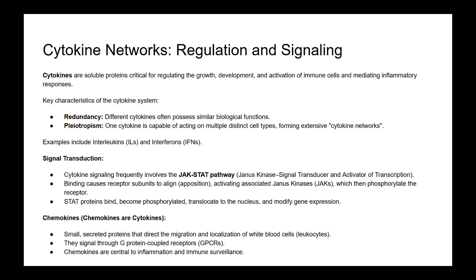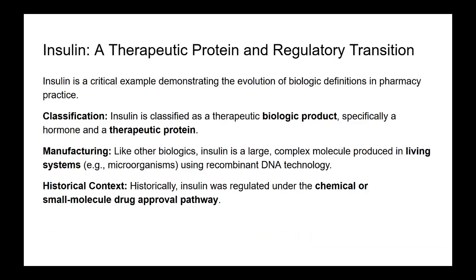Chemokines are important for directing the migration and localization of white blood cells through signaling via G-protein-coupled receptors. They are central to the processes of inflammation and immune surveillance. Insulin is a prime example that connects the historical development of pharmaceutical regulation with the contemporary understanding and therapeutic application of biologics. This demonstrates the importance of having a comprehensive understanding of different biologic classes in pharmacy practice.